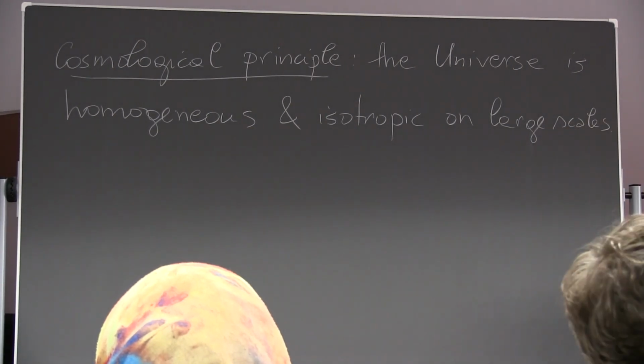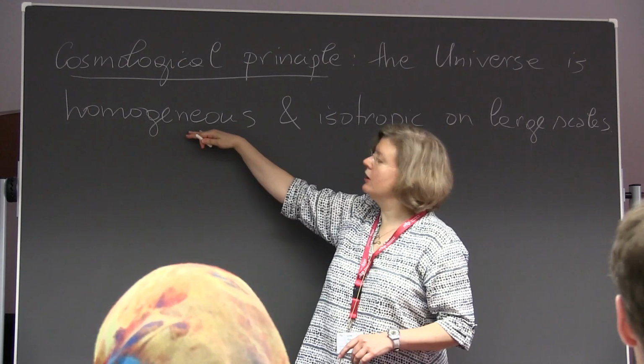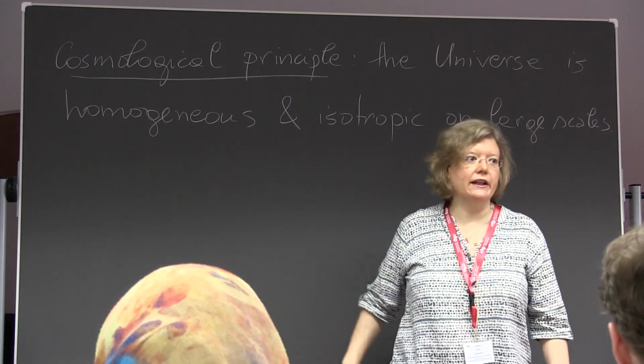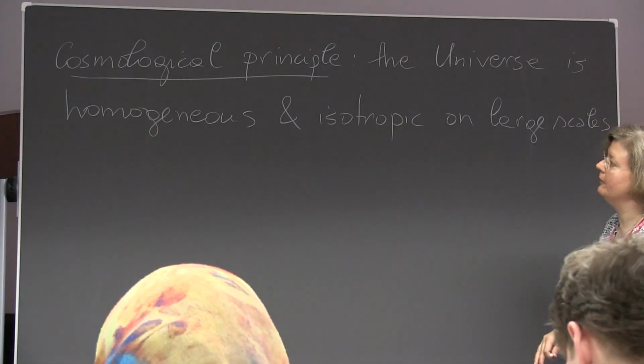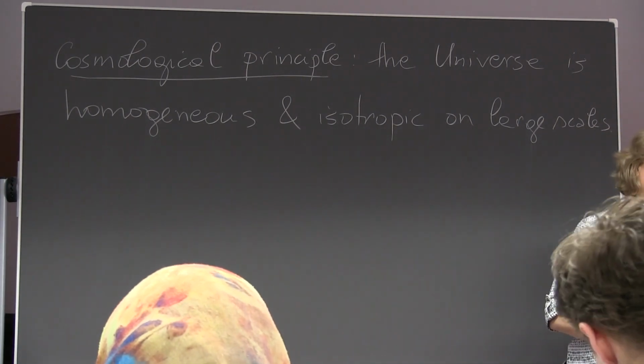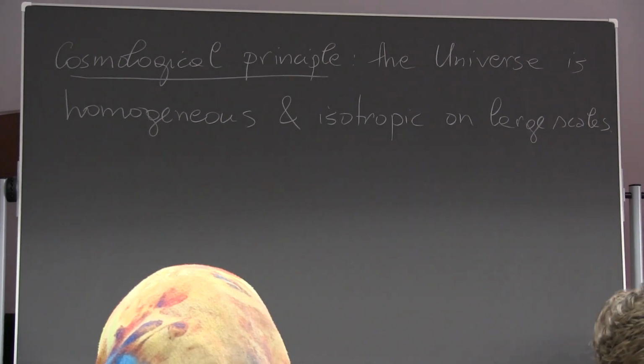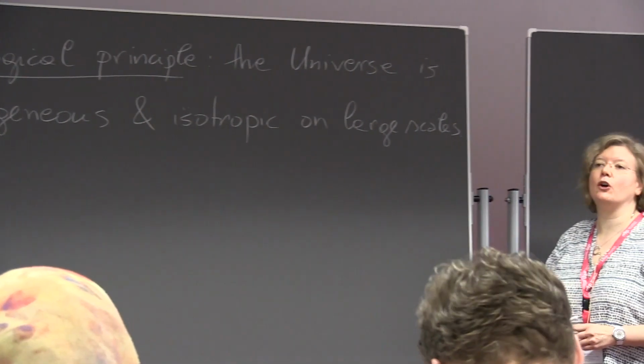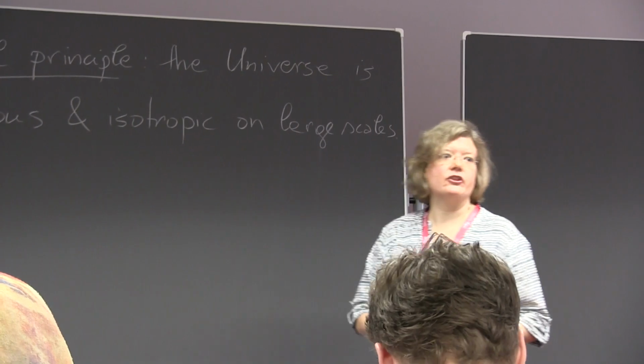I hope you all know homogeneous and isotropic. Homogeneous, of course, means that every point is more or less the same as every other, and isotropic, that in every direction you look, you see the same universe. And of course, the other important thing is on large scales. What does it mean on large scales?